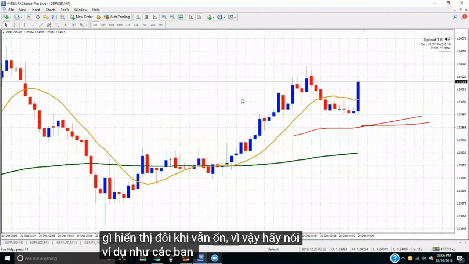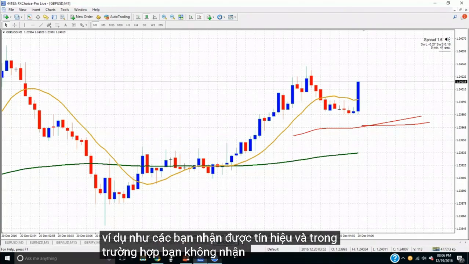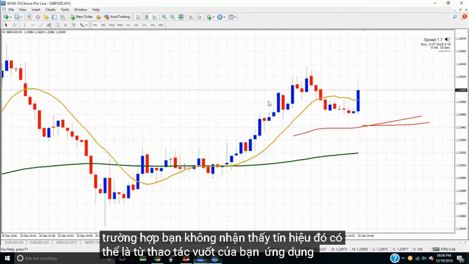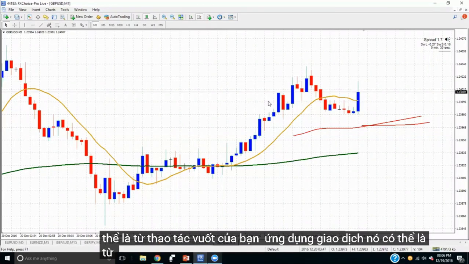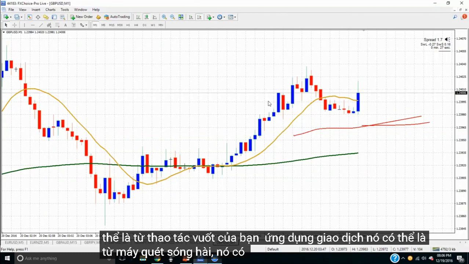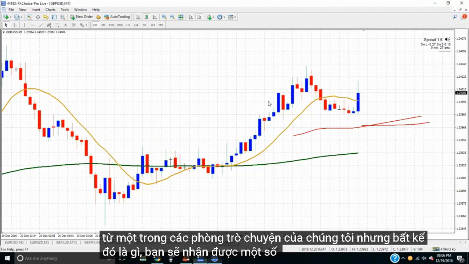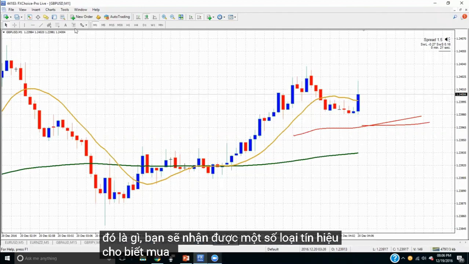For instance, you guys get a signal. And in case you don't know what a signal is, it might be from your swipe trade app. It might be from the harmonic scanner. It might be from one of our chat rooms. But no matter what it is, you get some kind of signal that says buy or sell.